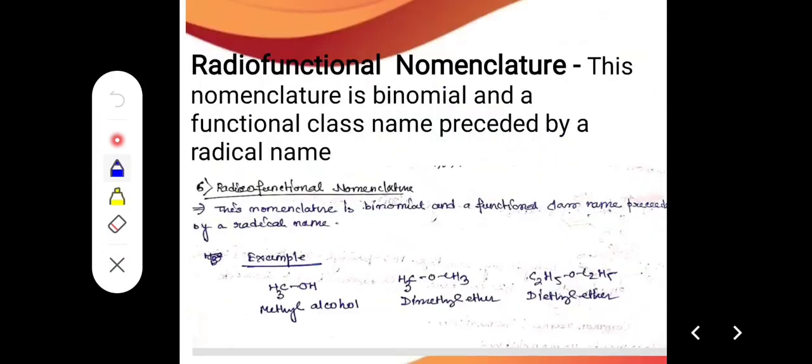Then radicofunctional nomenclature. The functional class name is preceded by the radical name. If we consider homolytic fission, a CH3 radical, that is a methyl radical, is generated. Due to this methyl radical naming, we consider the alcohol as methyl alcohol. If we imagine homolytic fission, a methyl radical is produced, and due to this naming of the methyl radical, we consider the alcohol as methyl alcohol.